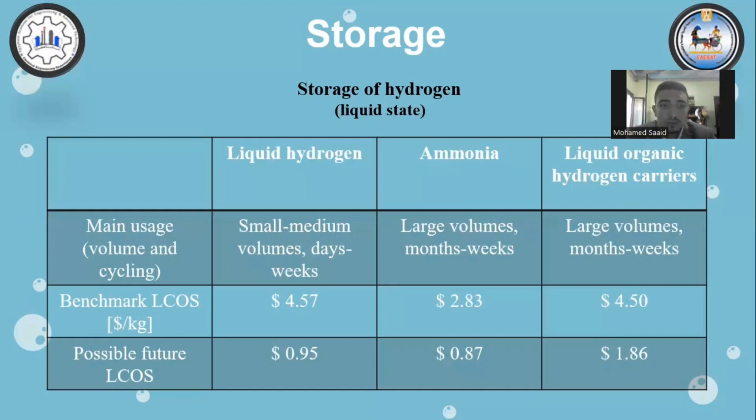The possible future for liquid hydrogen will be $0.95 per kilogram. For ammonia, it will be $0.87 per kilogram. For liquid organic hydrogen carriers, it will be $1.86 per kilogram.